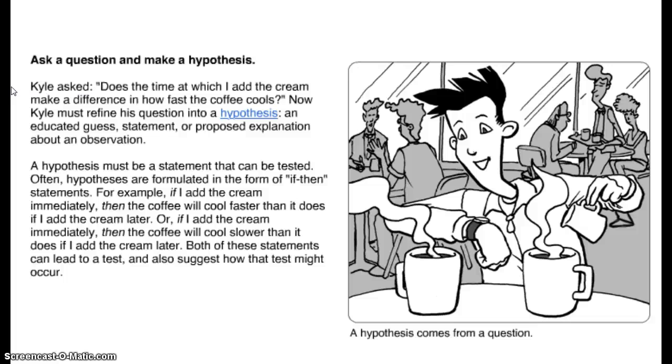For example, if I add the cream immediately, then the coffee will cool faster than it does if I add the cream later. Or, if I add the cream immediately, then the coffee will cool slower than it does if I add the cream later. Both of these statements can lead to a test and also suggest that test might occur. It doesn't matter if he's right or wrong. What matters is that his hypothesis can be tested, and he's only testing one thing at a time.